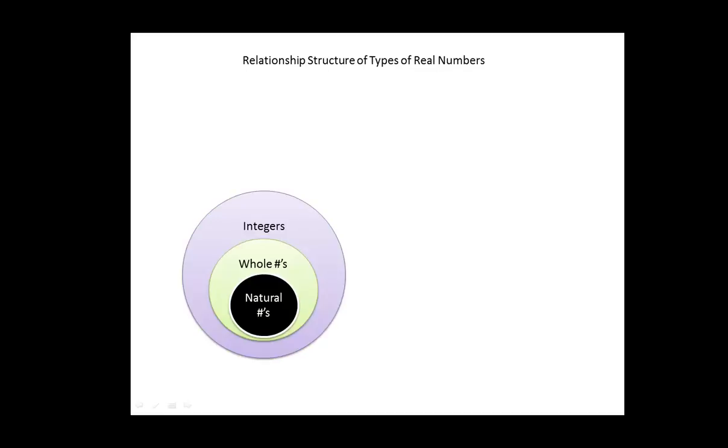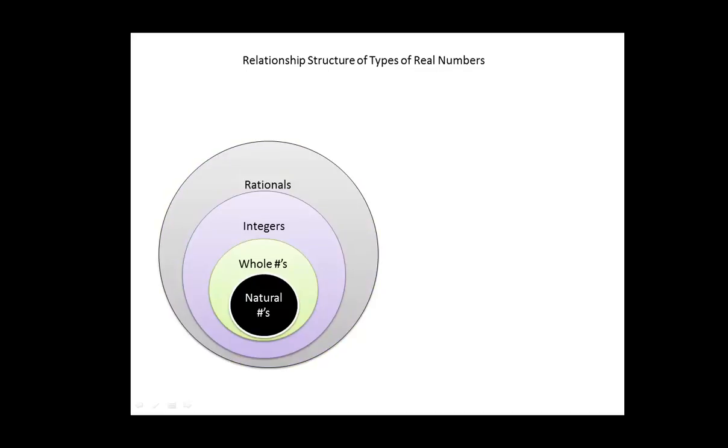Let's look at the relationship of these different types of real numbers. Remember the natural numbers, 1, 2, 3, 4, just the way a child would start counting. They're inside the whole numbers because the whole numbers include all those natural numbers and also 0. All those natural numbers and whole numbers, they're all inside the integers. Remember, the integers are the whole numbers plus their opposites. And then the rational numbers include the integers.